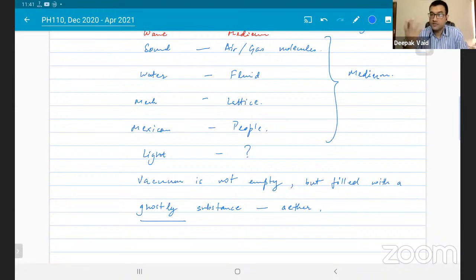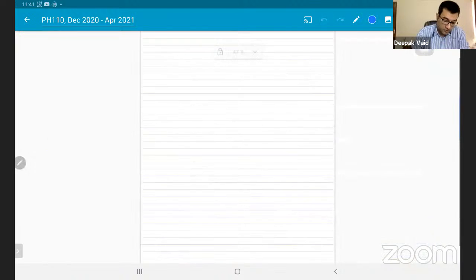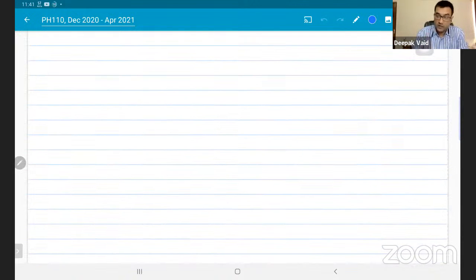Okay, so it's some substance. We don't know what substance it is, but this was the idea, that the vacuum is not empty; it's filled with some substance, and that substance is ethereal, which means you cannot sense its presence. It is very difficult to observe in any way. So the Michelson-Morley experiment was an attempt to search for this ether.